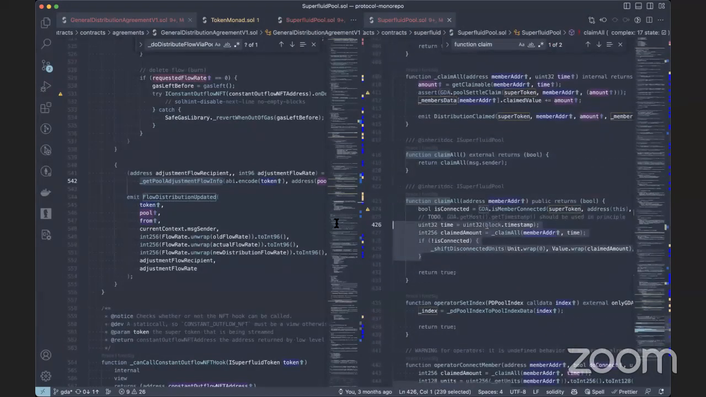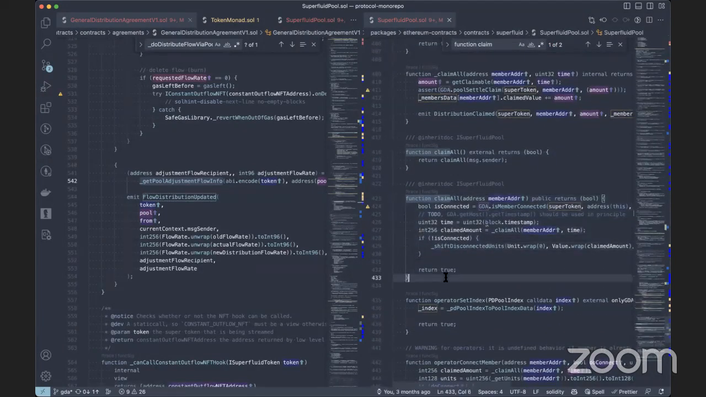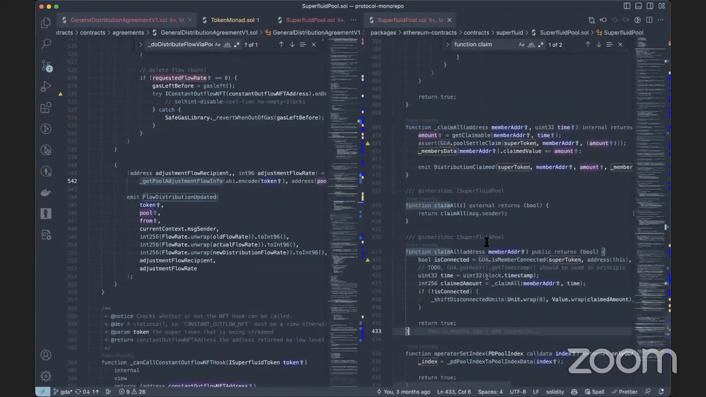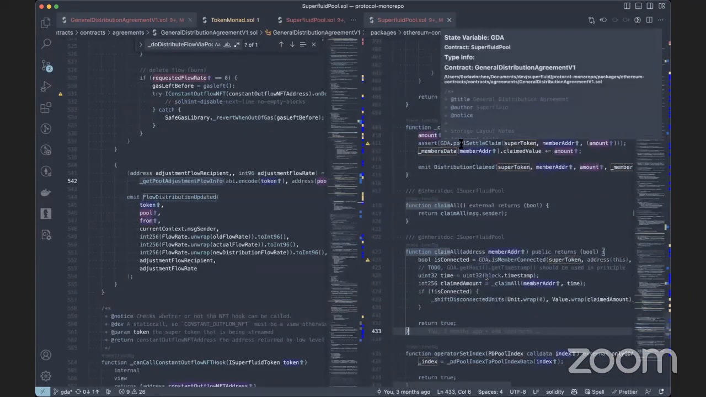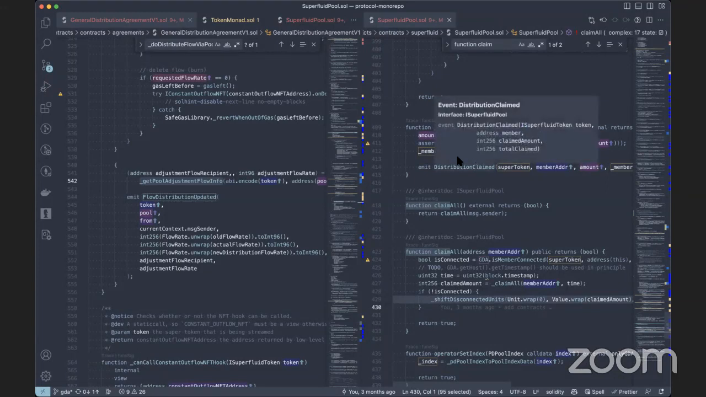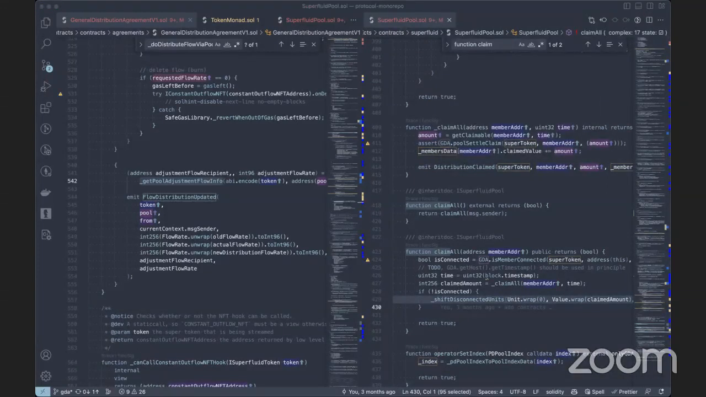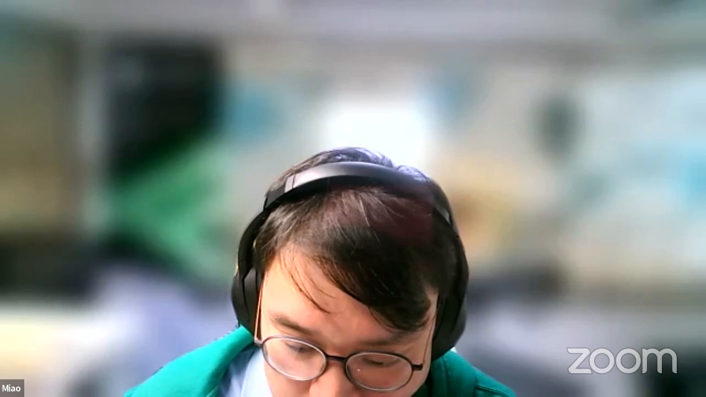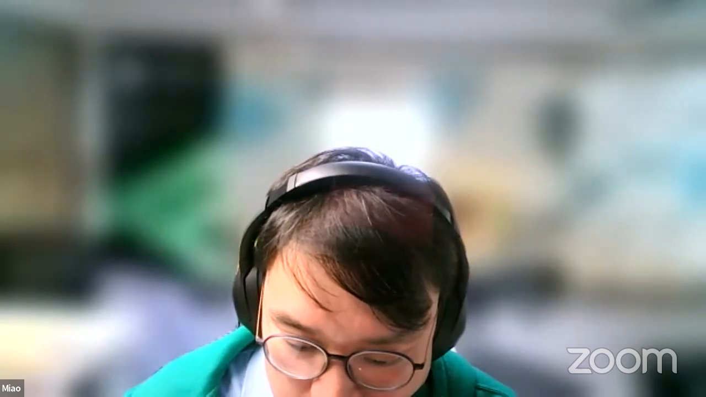But yeah, this is fairly straightforward. We just do some functions in the GDA and then shift the disconnected units. Yeah, we can jump into the actual implementation details next time, but I think this is a good point for questions. So, has anybody brought up the question about permissionless claiming even being desirable?